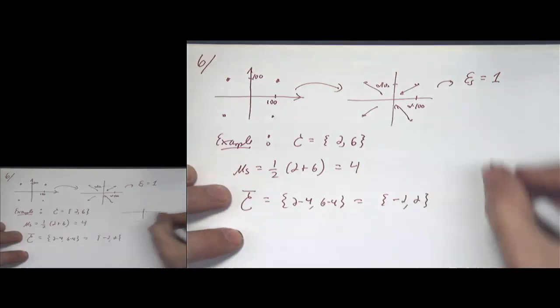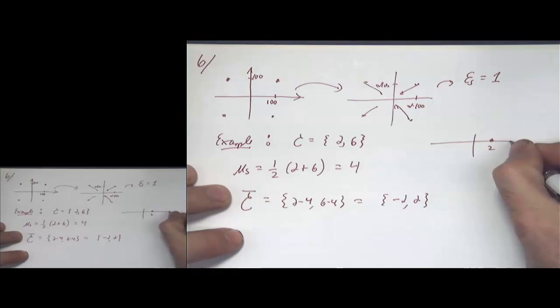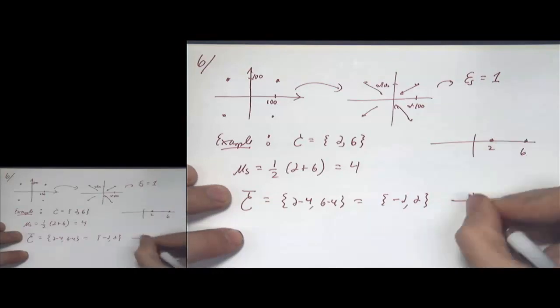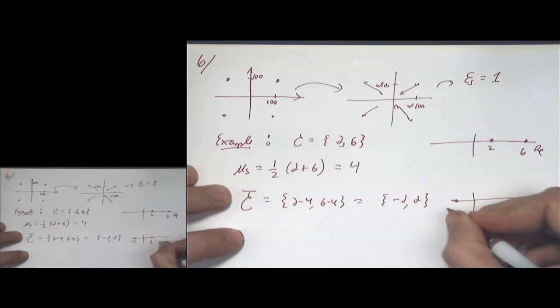So you could plot this constellation here. We had 2 and 6. This one here. Now we've got minus 2 and 2.